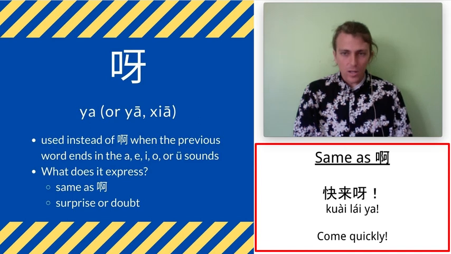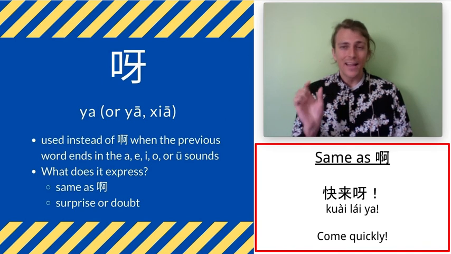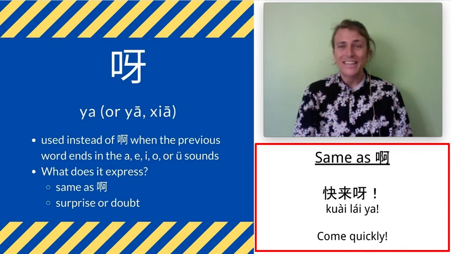So 快来呀 means come quickly. So one thing you'll notice here is lai ends in ai. So it's not the initial sound, it's the final sound that you're judging this by. So lai is the i sound in Chinese. So 来呀 sounds better than 来啊.